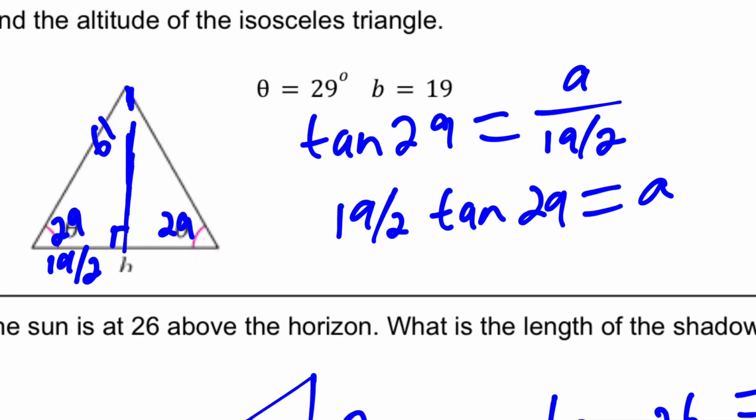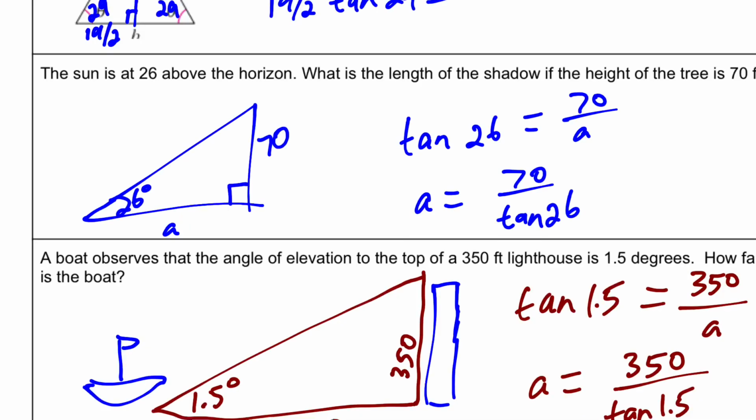We can also think of this base, which was originally 19, cut in half as 19 over 2. So if we think of A, little a, as our height, then we can take the tangent of 29 is equal to the altitude divided by 19 halves. Or 19 halves times tangent 29 is equal to the altitude. So you got to get the diagram right.